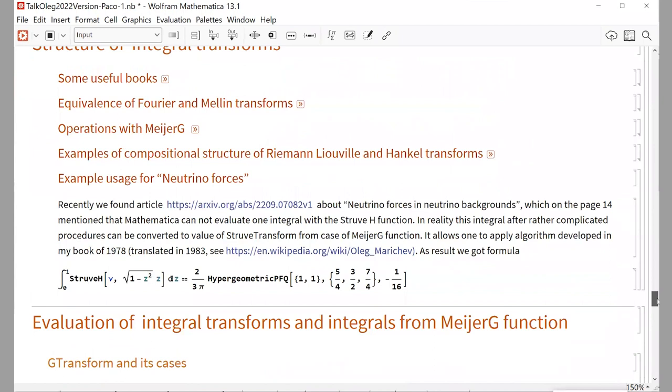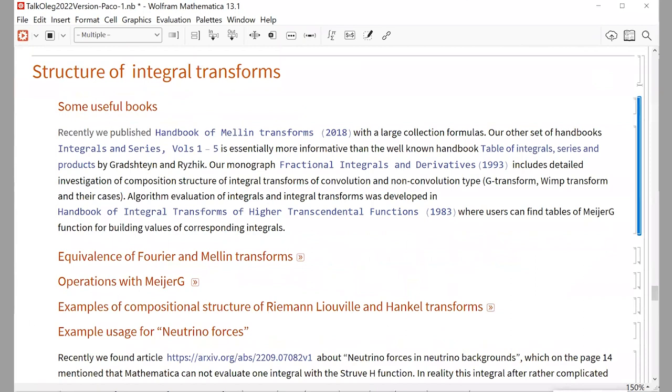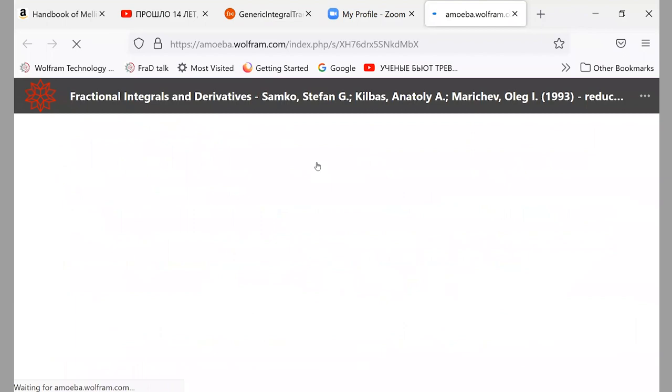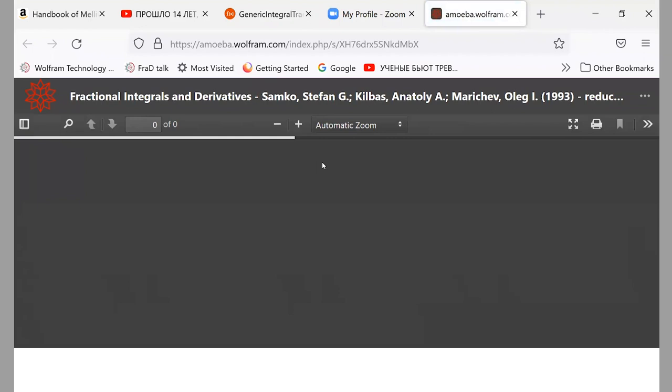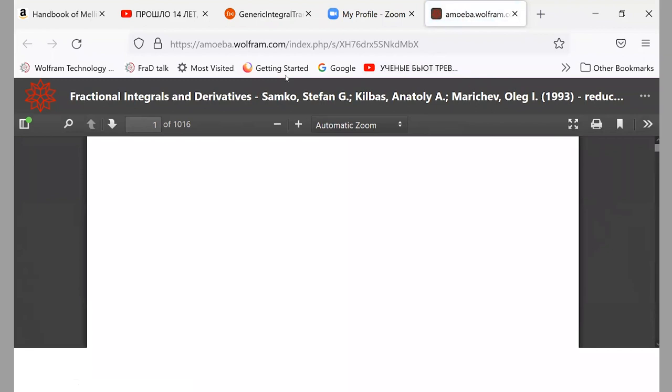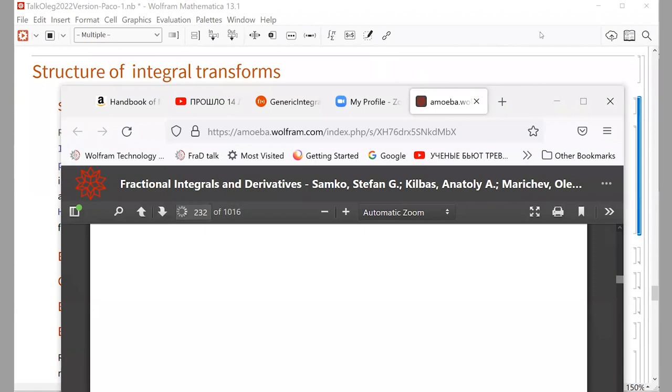And where can people find information? For example, the most information can be found in our monograph together with Kilbas. It is about 1,000 pages right now, with a translation to a Chinese version. And let me shortly go... Oh, you see so many pages, it tries to load it. I'm sorry that I tried to do this, but I can return back. Okay, I will go back.